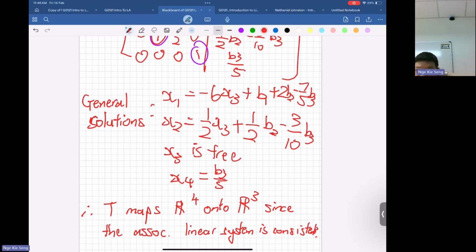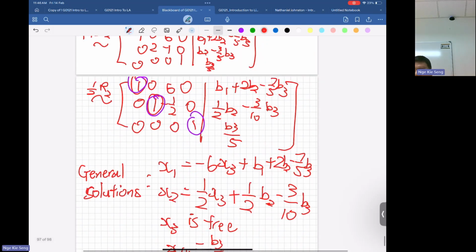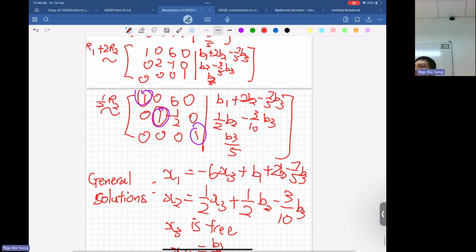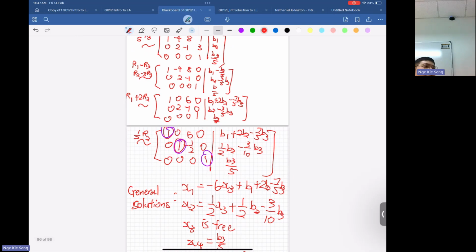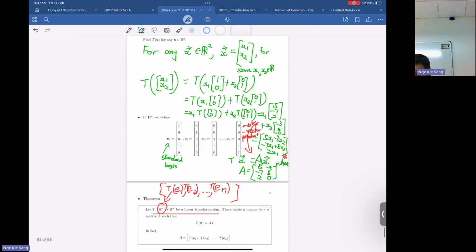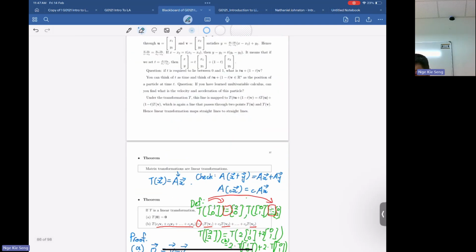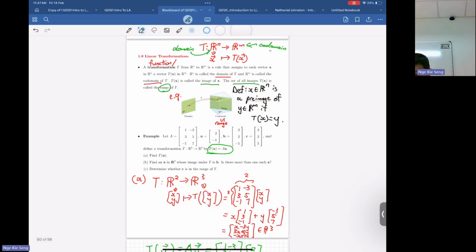If you don't want to solve all these, you can use a theorem also. What theorem can you use here? There is a pivot in every row. Remember how to tell whether this has a solution or not.